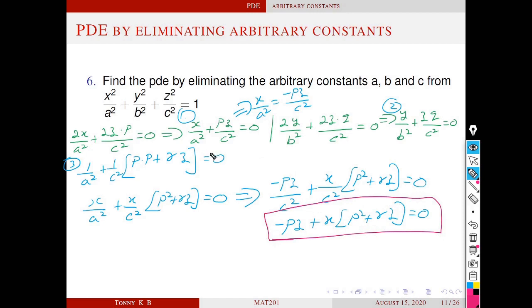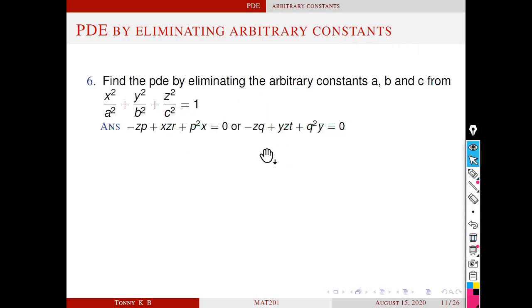You can also solve this problem in another way. Instead of differentiating 1, you differentiate 2 with respect to y. Then we get, then multiply this equation with y. Then y by b square plus y by c square into something equal to 0. But y by b square is minus qz by c square. Then substitute that minus qz by c square here and cancel c square. We get another representation of this family. That is a classwork.